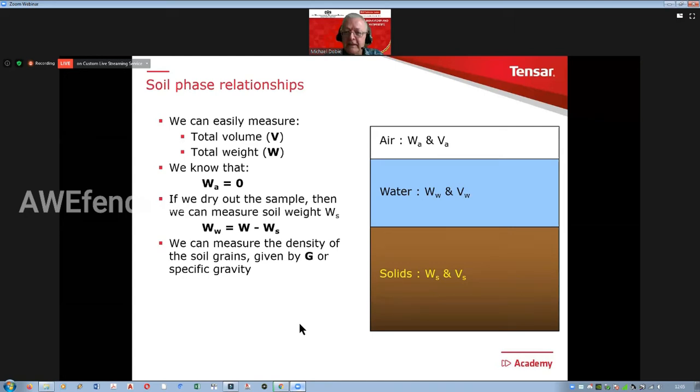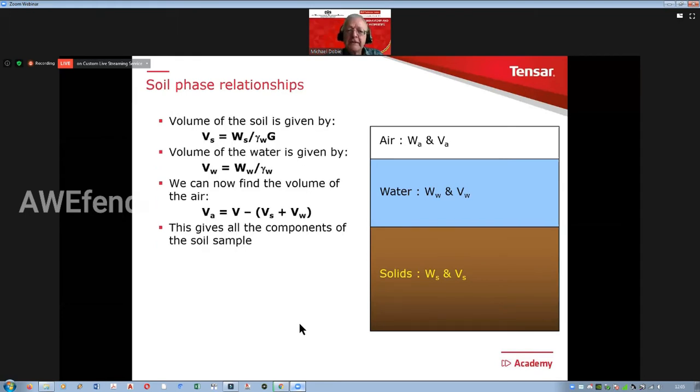Then the other thing that we will measure in a soil is what's called the specific gravity, which essentially is the density of solid particles related to the density of water. A typical number is 2.6, 2.7, something like that. We know for most soils it's going to be in that order. So we can take these relations and make simple expressions. We know the volume of solids, which we can calculate taking into account specific gravity. The volume of the water is easy. Then we can find the volume of air by doing a simple subtraction. So this gives us the components of a soil sample, and we can then derive other things from them.